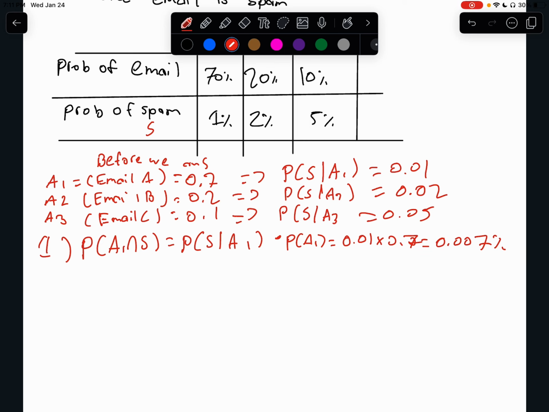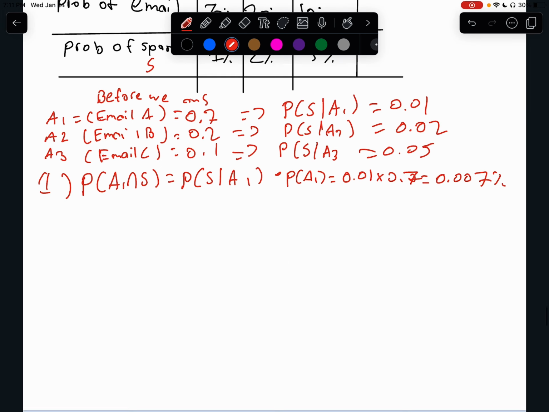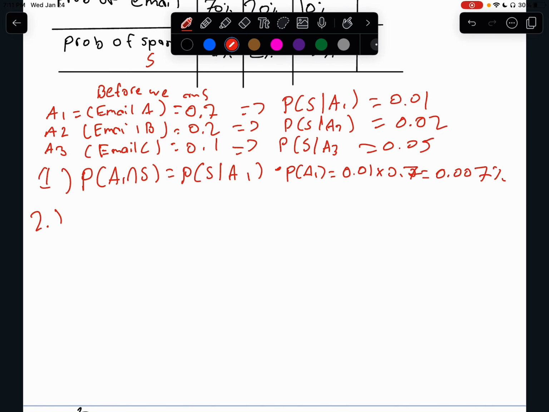As we move on to our next question, if we scroll up, we have to find the total probability that a randomly selected email is spam. This is a little bit harder. So number two, we're trying to find the probability of just spam. So now we use the total law of probability.